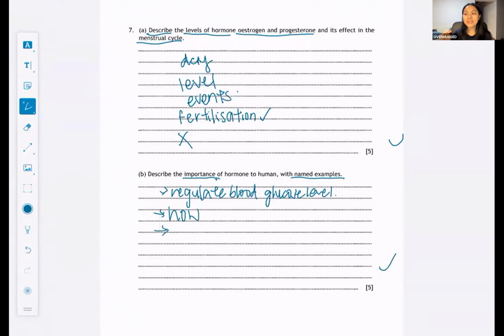And then also, why is it important to have a constant blood glucose level? We know that we have to maintain it, right? When it increases, we need to bring it down. When it decreases, we need to bring it up. But why is it so?